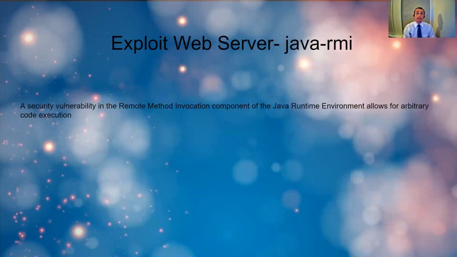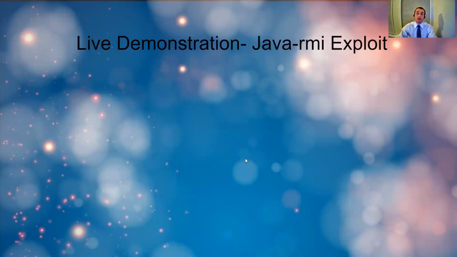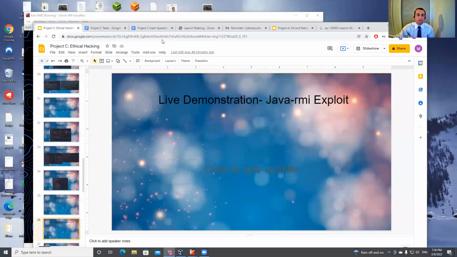The last exploit with the web server is through Java RMI. That's a vulnerability where remote code execution is allowed. It's an error on the programming side of Java and the runtime environment. Now I will do a live demonstration of the Java RMI exploit.